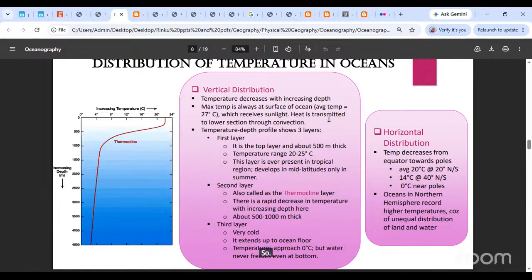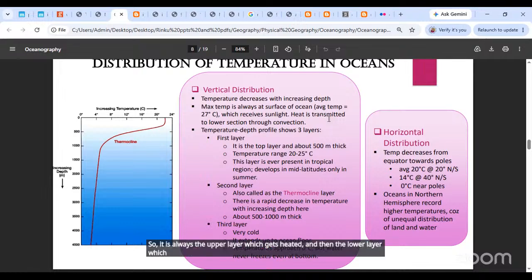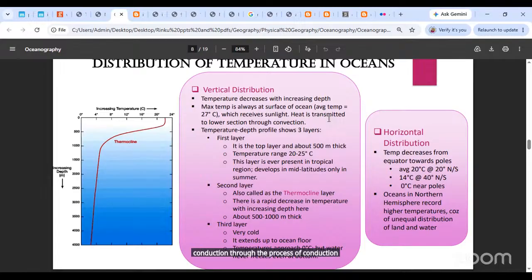So it is always the upper layer which gets heated, and then the lower layer which comes in contact with the upper layer and thus gets heated. Similar to the way in which the atmosphere is heated. How is the atmosphere heated? First, the earth heats up, and then the layer closest to it heats up. That layer imparts heat to the layer above it, and that's how, through conduction, the heat keeps getting transferred. We have already explained this before.